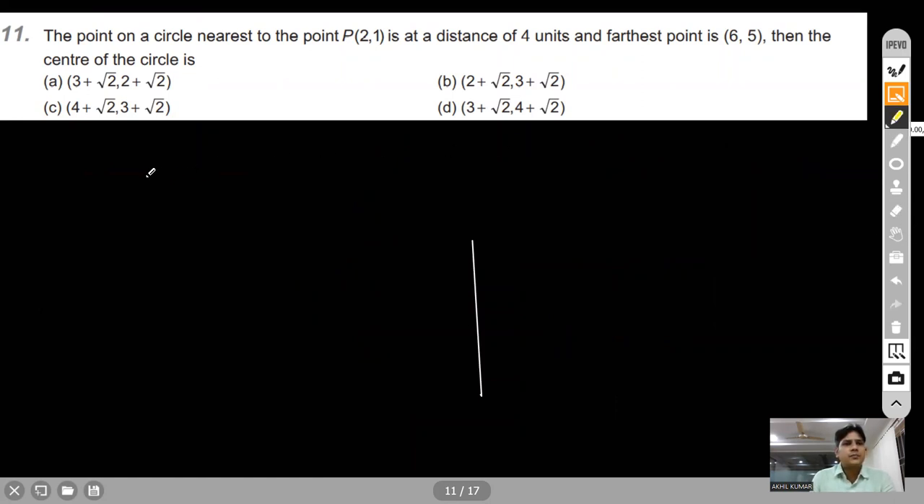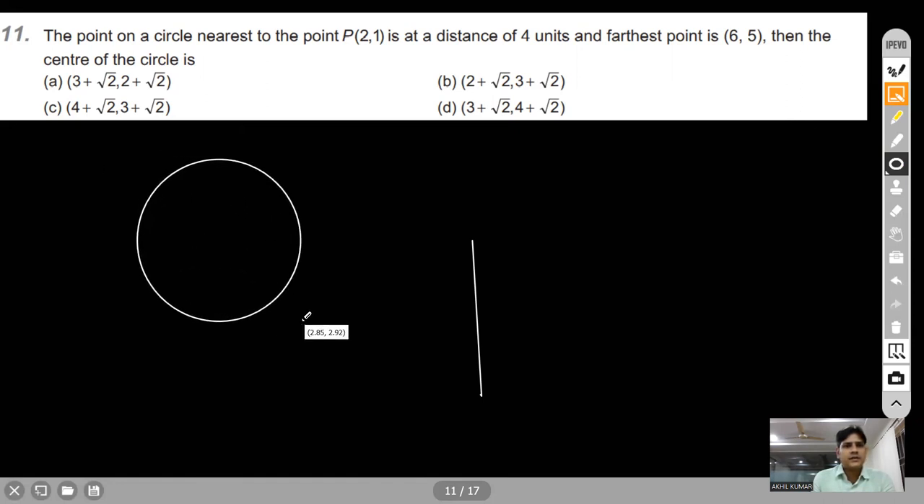It is saying the point on a circle nearest to the point 2, 1. Okay, one point is given. And it is saying the point on the circle nearest to that point is at distance 4 units and the farthest point is 6, 5. Then the center of the circle is?